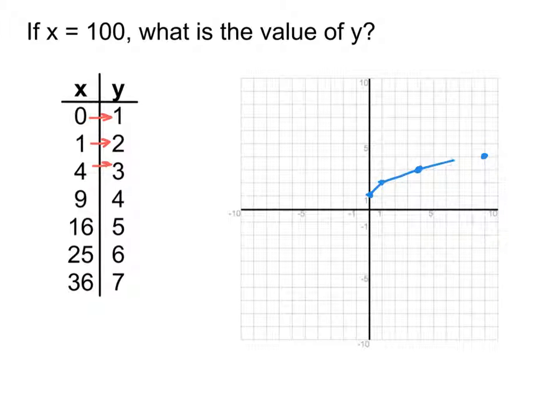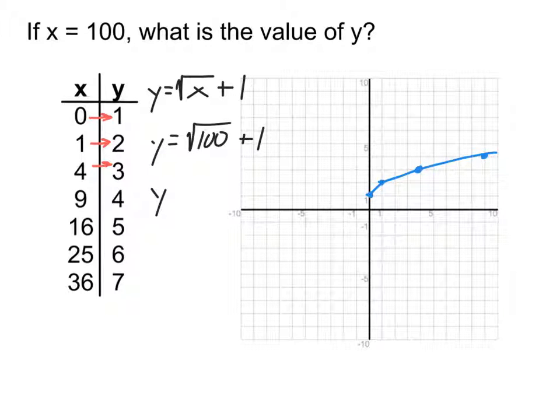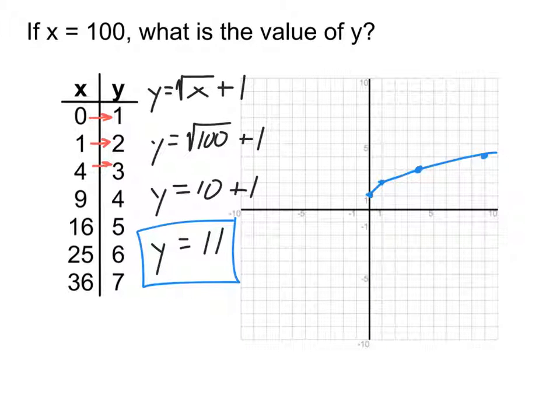So it is a square root graph, but how's it been shifted? Yep. It's a square root function that's been moved up 1. So there's our equation. Y equals the square root of x plus 1. Yeah, so we could just plug the 100 into that. Y equals the square root of 100 plus 1. Well, we know the square root of 100 is 10. And of course, 10 plus 1 then is 11. And so that is the answer. If x equals 100, y is 11.